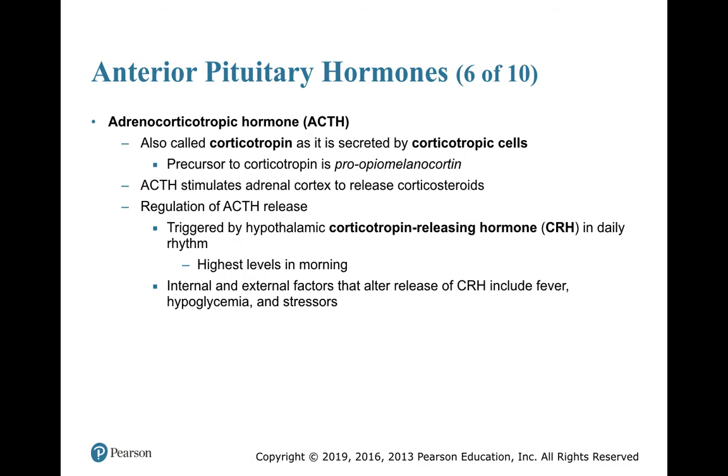Adrenocorticotropic hormone is also called corticotropin. It's secreted by corticotropic cells. It has a precursor called pro-opiomelanocortin, and ACTH stimulates the adrenal cortex to release corticosteroids. And later on, we'll talk more about what corticosteroids do. The regulation of ACTH, it's triggered by hypothalamic corticotropin releasing hormone in daily rhythm, which is highest in the morning. But there are also internal and external factors that will alter the release of corticotropin releasing hormone, including fevers, hypoglycemia, and stress.